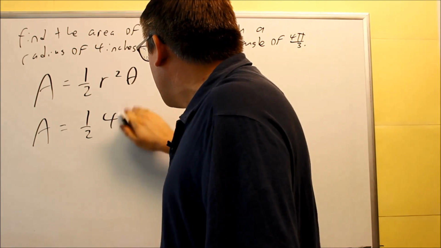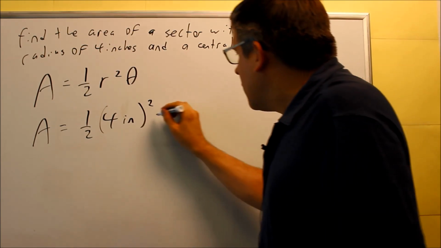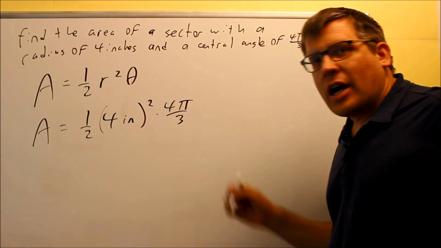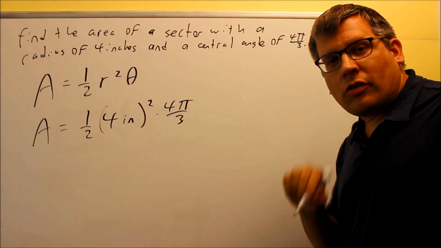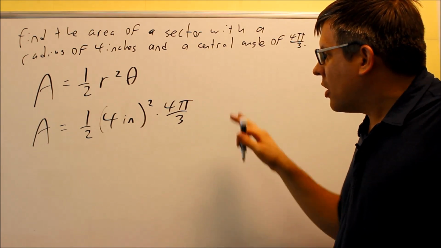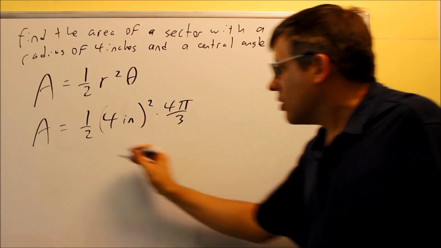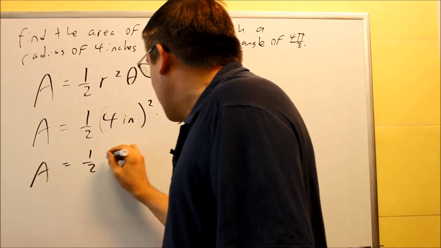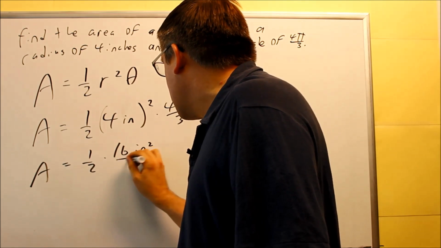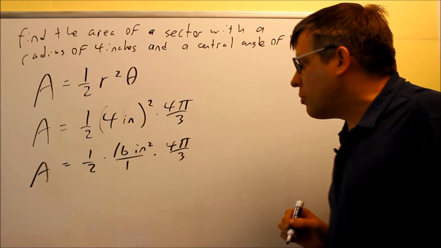Area equals 1/2. You're putting in a 4 in here. Technically, when you're putting that in, we have 4 inches, and we're squaring it, and you're multiplying that by 4 pi over 3. I talked about this before in the arc length video. We say that your radian is actually a dimensionless unit, so it means that the units on this answer are going to be inches squared. They're going to come from here. So we have area equals 1/2 times 16 inches squared over 1, and then I have 4 pi over 3, our radian measurement that we put in.